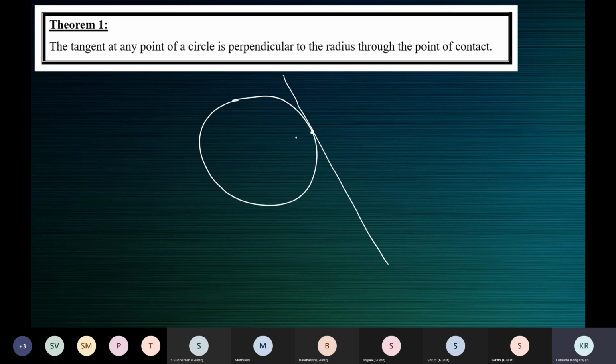Which radius? There are so many radii. The radius that is drawn through the point of contact, over this one. The tangent and this radius are perpendicular to each other. This is the theorem. Let's see how to prove this theorem.